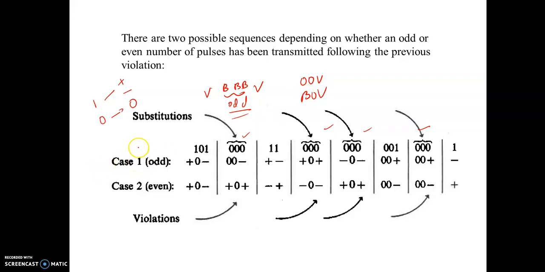Now consider the first case. You don't know the last violation, so you assume that the number of B pulses following the violation is odd. In the second case, since you don't know the last violation, you can again assume it. In the first case, the number of B pulses is odd. In the second case, you assume the number of B pulses is even, because we don't know the last violation here.